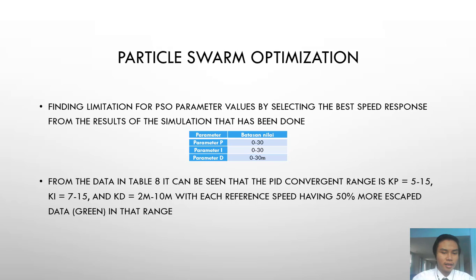And then from the data in table 8 in my progress thesis, it can be seen that the PID convergent range is Kp 5 to 15 and Ki 7 to 15, and then Kd 2 milli to 10 milli, with its reference being more than 50% of escape data of green in that range.